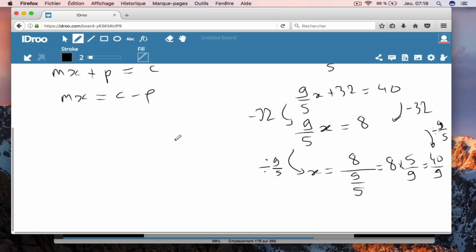So here we divided by 9/5, which in practice amounts to multiplying by 5/9. In general, we have to divide by m. So we can have a formula to solve this kind of equation.